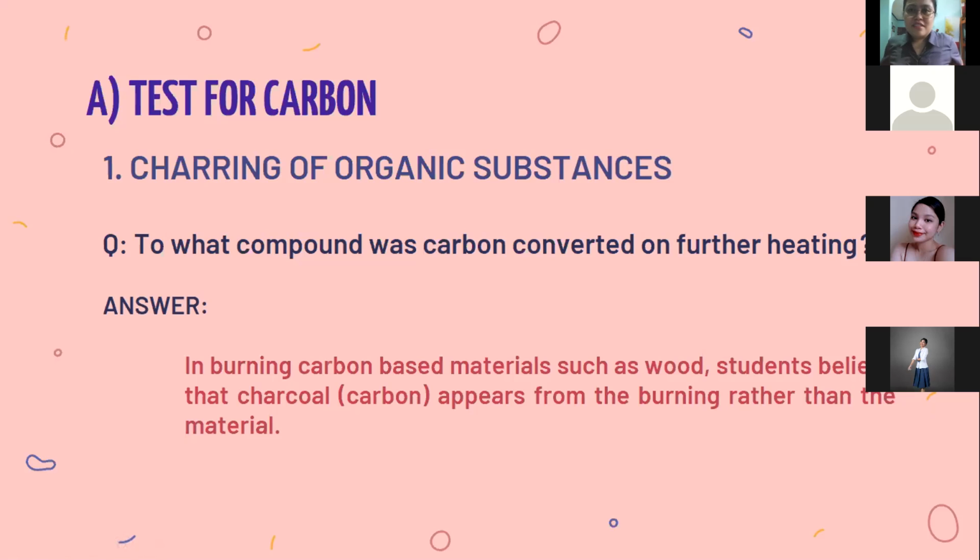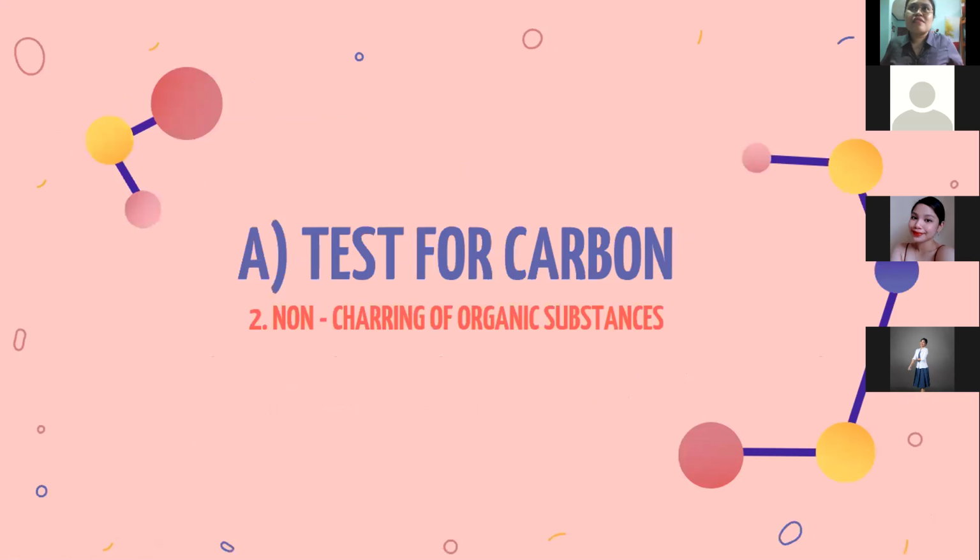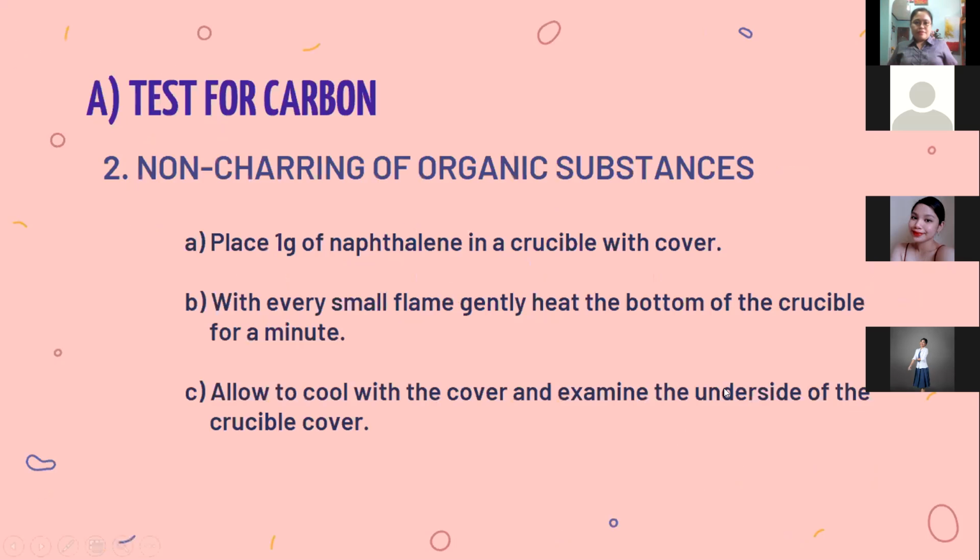So next is a test for carbon. Number 2, non-charring of organic substances. For non-charring of organic substances, place 1 gram of naphthalene in a crucible with cover. With a very small flame, gently heat the bottom of the crucible for a minute. Allow to cool with the cover and examine the underside of the crucible cover.